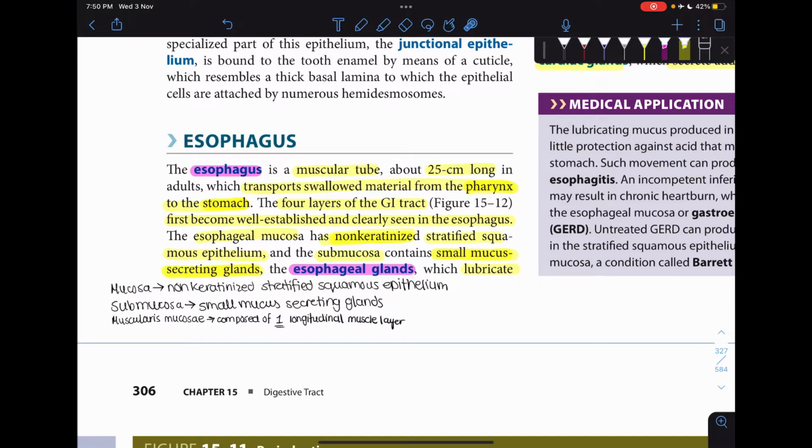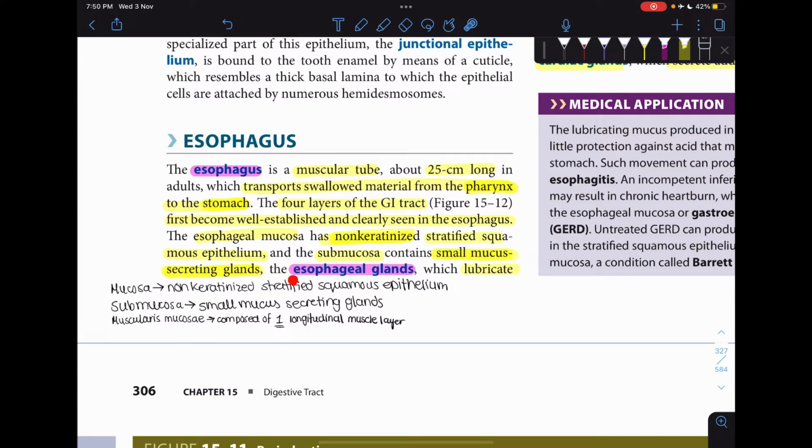The four layers of the GI tract اللي حكينا عنهم هلا first become well established and clearly seen in the esophagus. So you can clearly see them in the esophagus. وأول ما نشافوا بالesophagus. The esophageal mucosa is non-keratinized and it has stratified squamous epithelium. And the submucosa contains small mucus secreting glands اللي هما the esophageal glands.